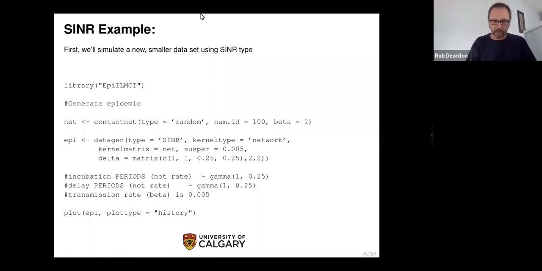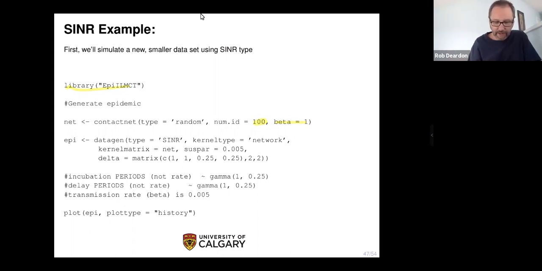So a lot of this you've seen already in the first example. Well, I'm setting up my library again. I'm generating my contact network with a probability of an edge between each individual. But you'll notice here that I've cut it down from 500 to 100 individuals. And that's because this analysis is much more computationally intensive. Okay.